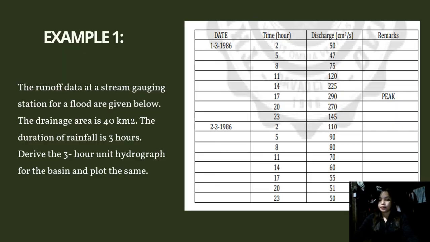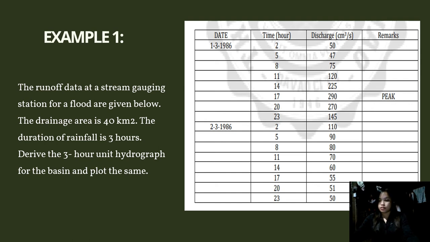So, example number one of a unit hydrograph. The runoff data at a stream gauging station for a flood are given below. The drainage area is 40 km² and the duration of rainfall is 3 hours. Derive the 3-hour unit hydrograph for the basin and plot the same. So this is the problem. Here's the data: the date, the time, the discharge, the remarks.